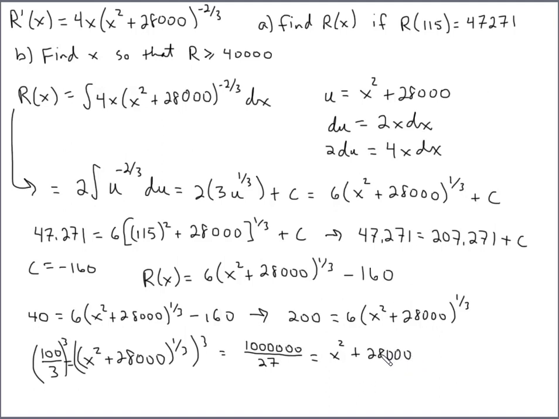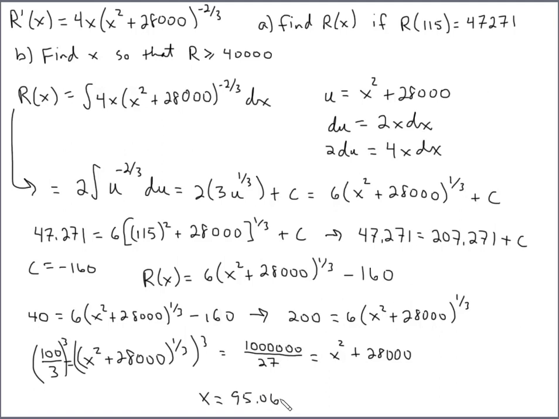Next step is we're going to subtract that from both sides, the 28,000, and then we're going to take the square root of that. So 1,000,000 over 27 minus 28,000, take the square root of all that. Once you do all that, you should get x equals 95.06.